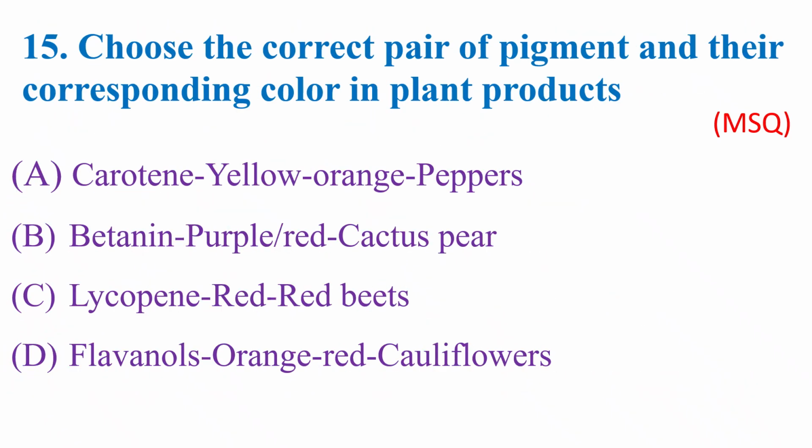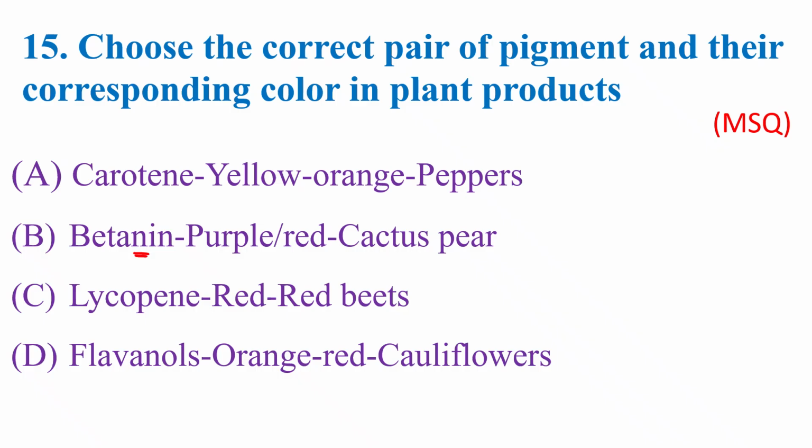Question number 15. Choose the correct pair of pigment and their corresponding color in plant products. Carotene, yellow, orange, pepper. Betanin, purple, red, cactus, pear. Lycopene, red beets. Flavonols, orange, red, cauliflower. So first of all, this betanin.